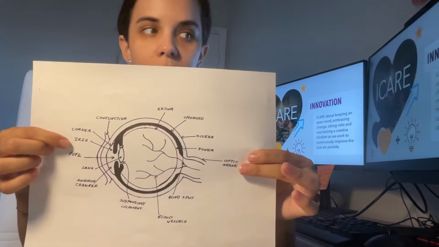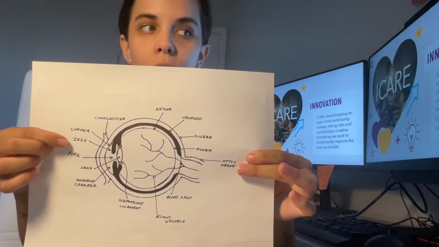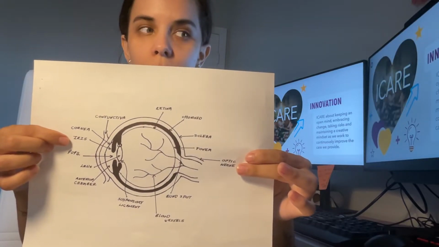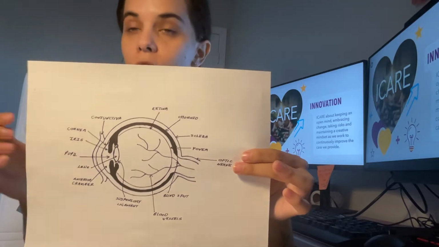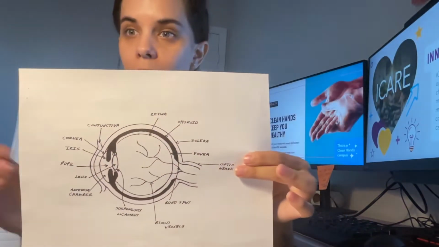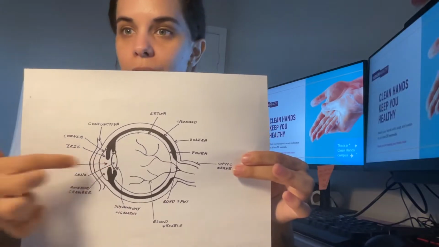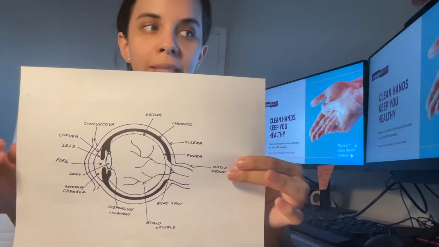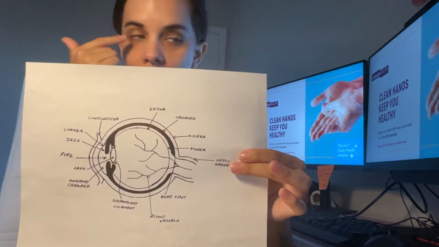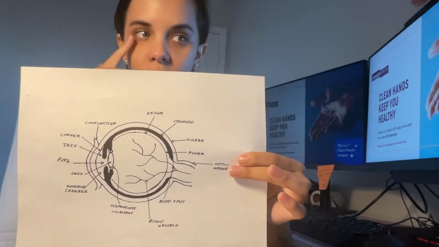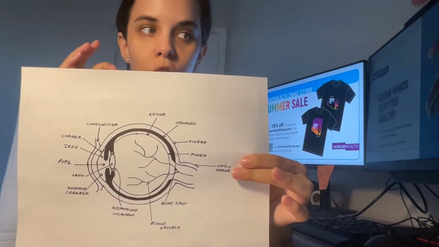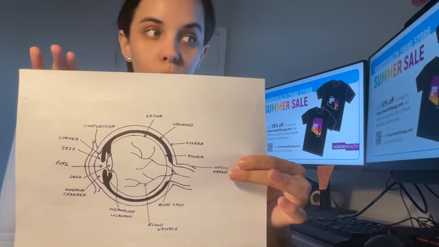The iris right here is the color part of the eye, and muscles in the iris control the pupils. The pupil right here. The pupil of the eye is the black circle that we have in the center, and the structure is unique to each person.